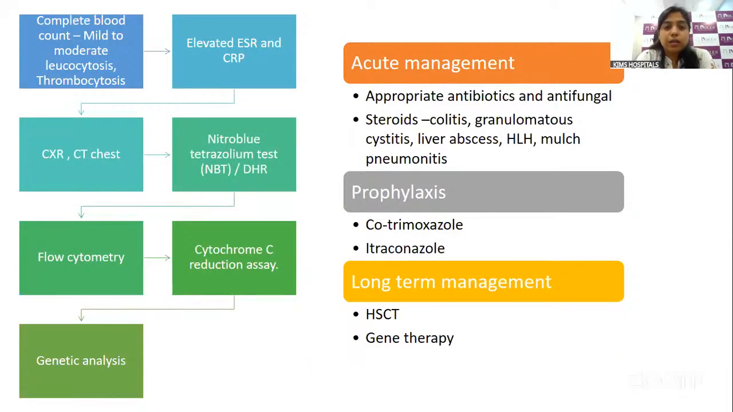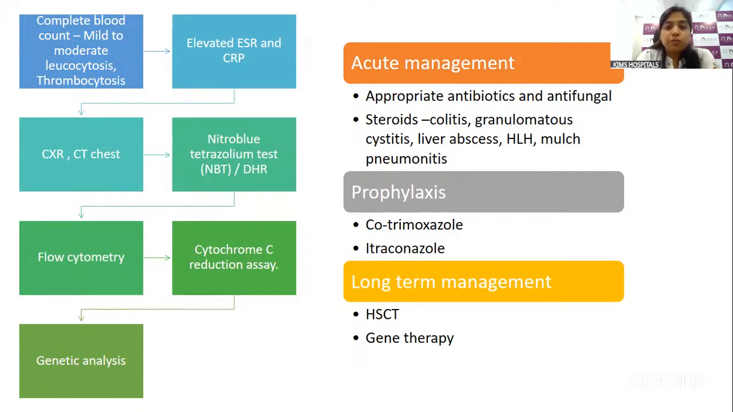The sequence of laboratory investigations that we do in CGD patients is: generally we do a hemogram, and we see a neutrophilic leukocytosis and elevated inflammatory markers. For organism isolation, we can do microbiological and radiological investigations. Later, we do a nitroblue tetrazolium test or a flow cytometry DHR, and then we confirm it with genetic analysis. We treat CGD patients with antibiotics and antifungals.